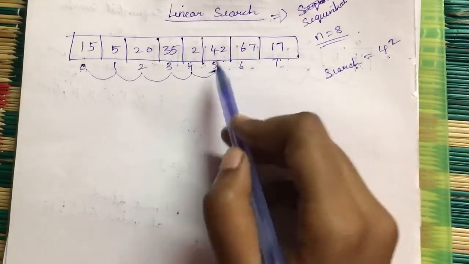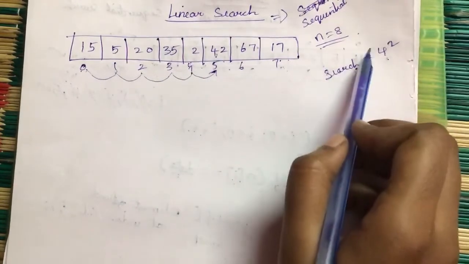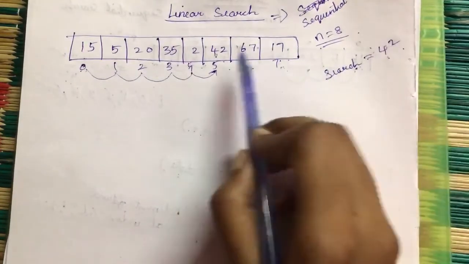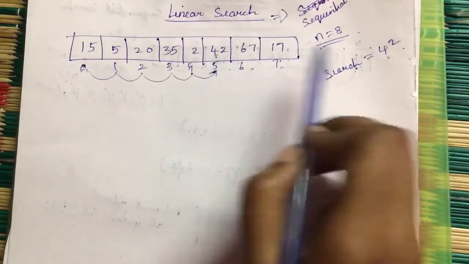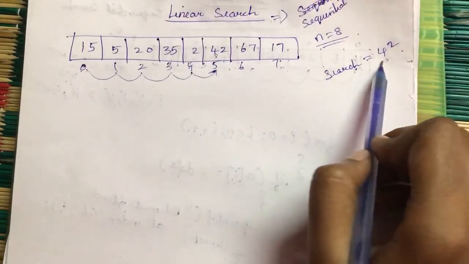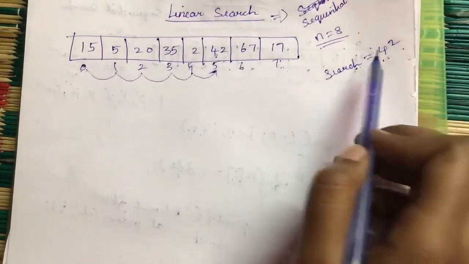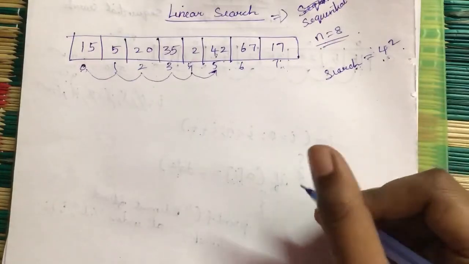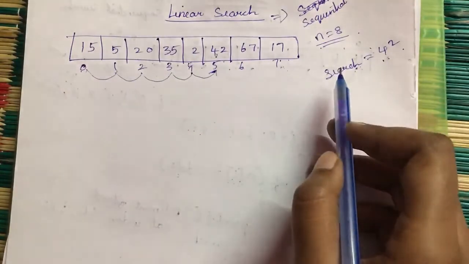At this position, the index value is 5 and the value at index 5 is 42, and the search value is also 42. Both values are equal, so it will print that the element is found. This is the working principle of linear search.